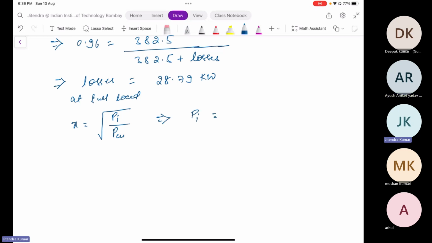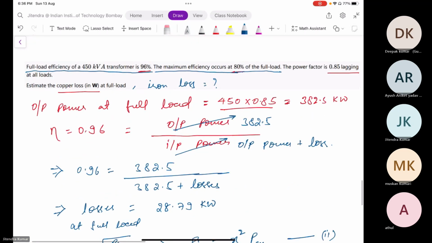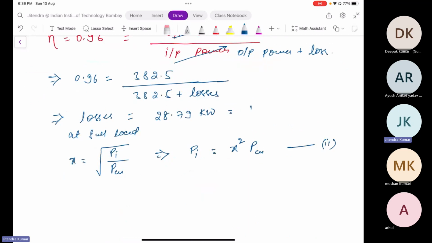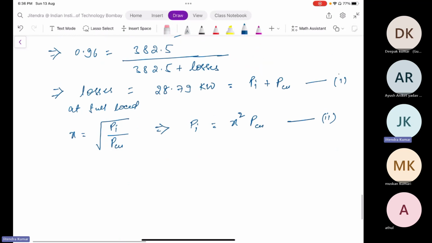So Pi is equal to x square PCU. Let us assume this as second, and first was Pi plus PCU, which I can write as 28.79. Okay, so you have now two equations, two unknowns. Can you compute Pi and PCU for me?